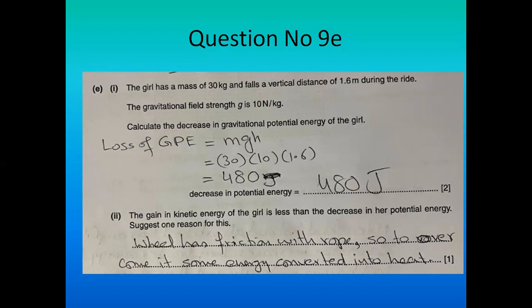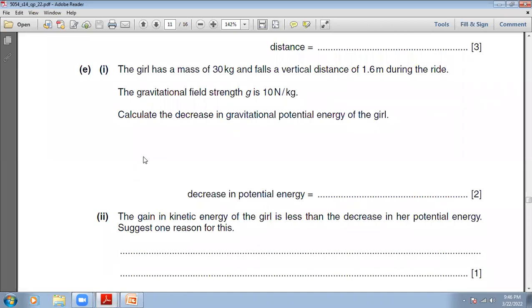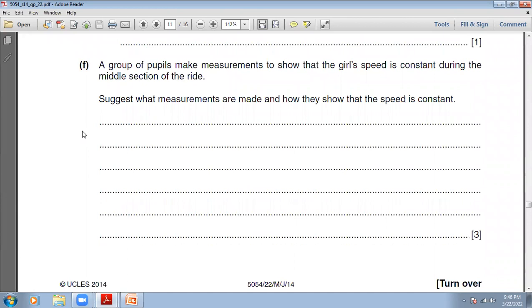So the wheel has friction with the rope. So to overcome it, some energy is converted into heat. So that is how we do it. And then he says the gain in the kinetic energy of the girl. We are done with that.